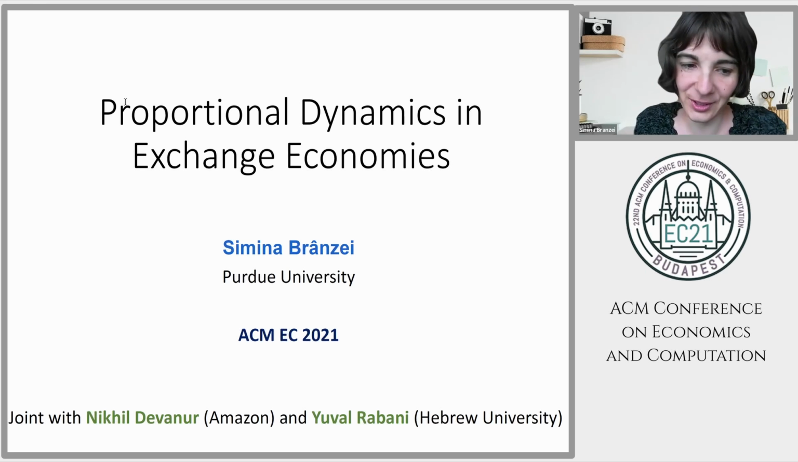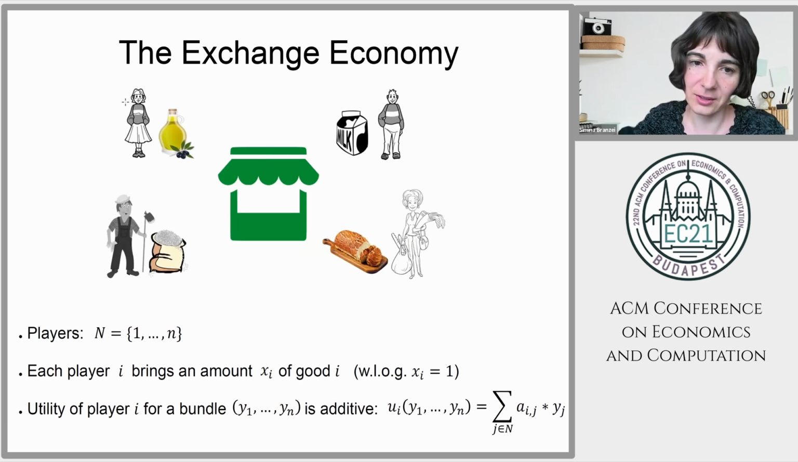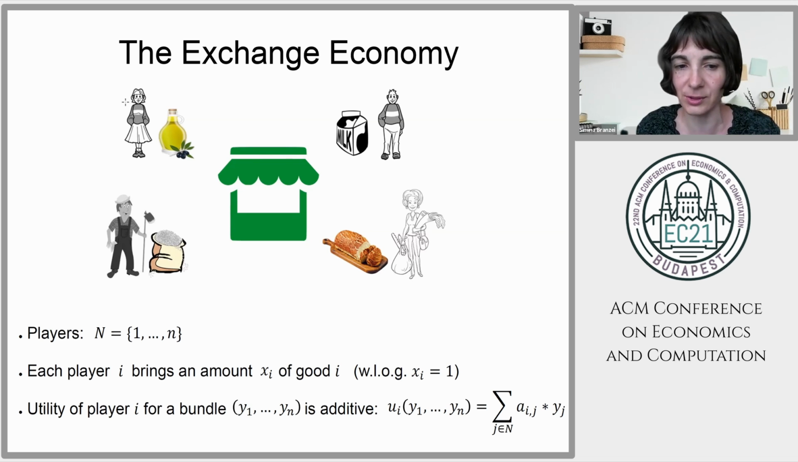I'll talk about proportional dynamics in exchange economies, and this is based on joint work with Nikhil Devanur and Yuval Rabani. So we study a market model known as an exchange market or economy, where we have a set of n players, and each player i brings an amount x_i of good i. So the good carries the name of the player that brings it, and without loss of generality, we can assume the amount is 1 unit.